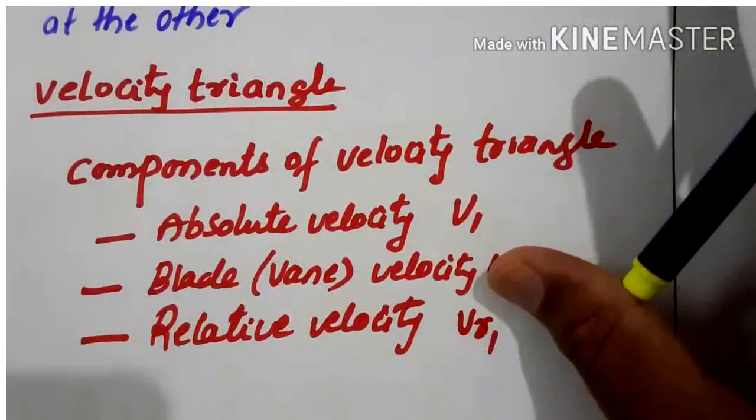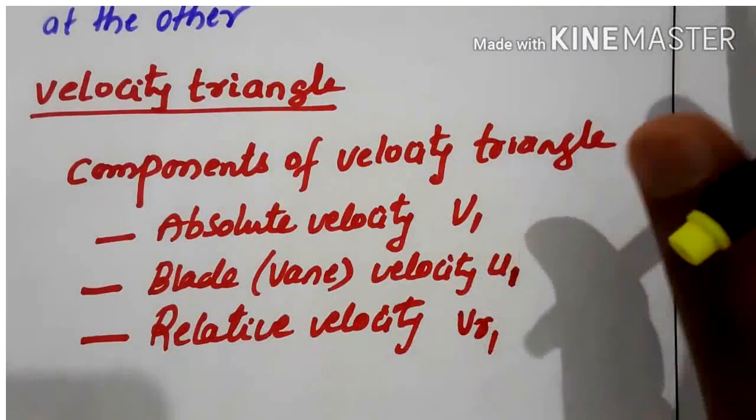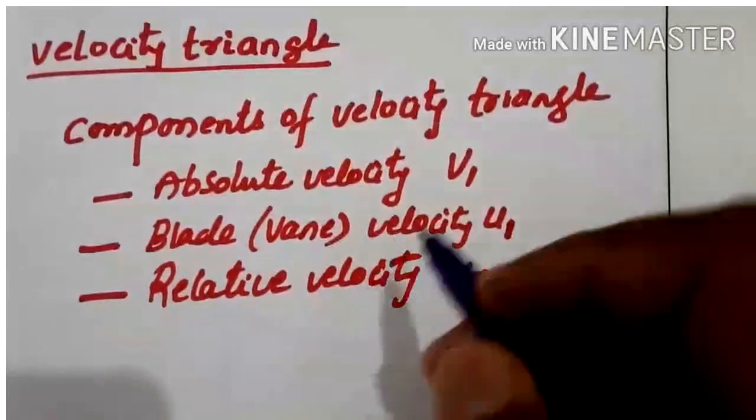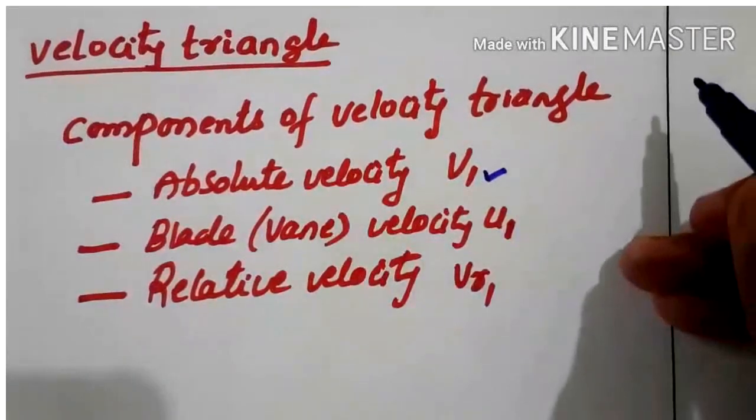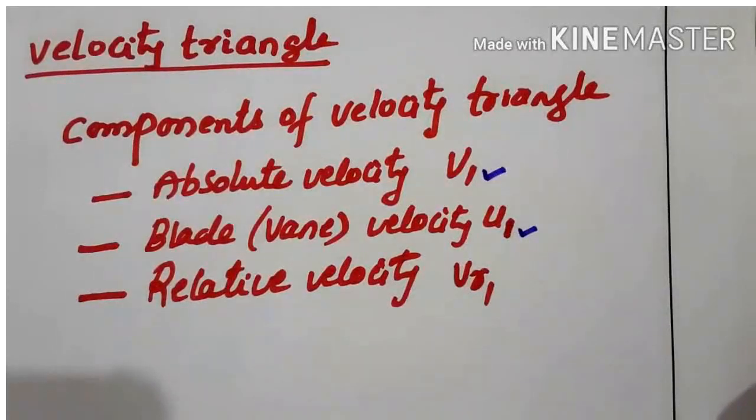The most basic form of velocity triangle consists of the absolute velocity V1, the blade velocity U1, and the relative velocity Vr1.